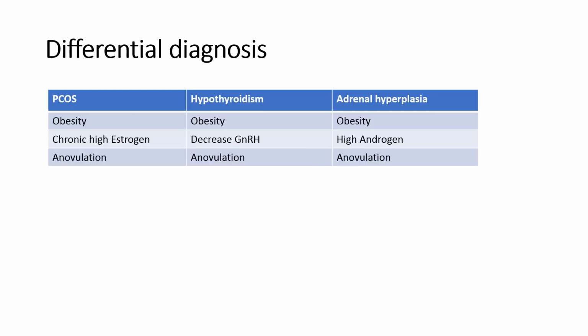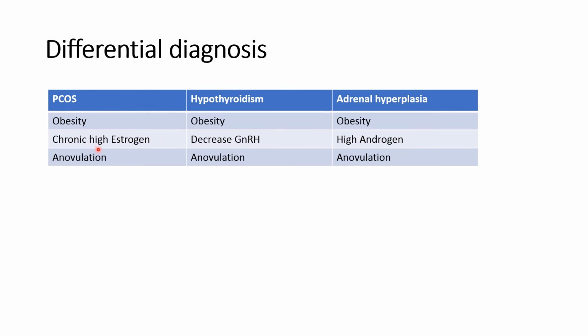Various other conditions like hypothyroidism and adrenal hyperplasia have the same symptoms as PCOS, so we have to be careful in the diagnosis of PCOS. We have to differentiate it from other disorders like hypothyroidism. It is the low level of thyroid hormone. They would decrease GnRH levels. They would also decrease sex hormone binding globulin, and they would end up in anovulation or infertility.